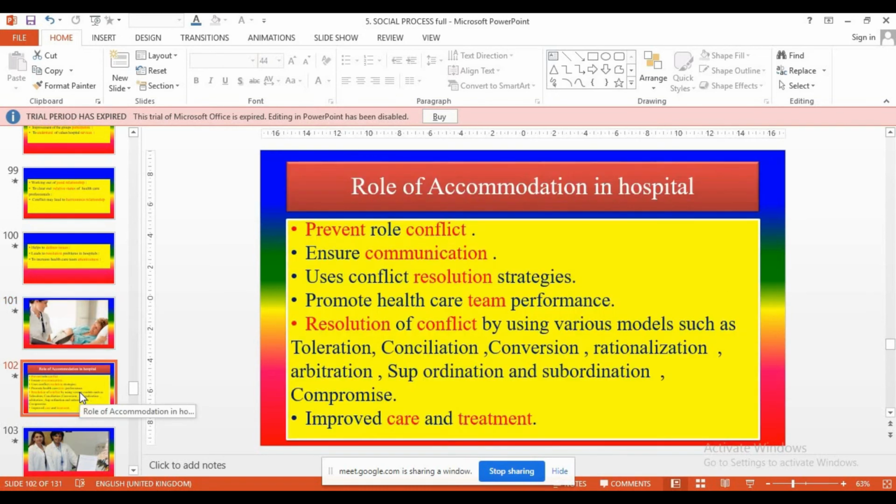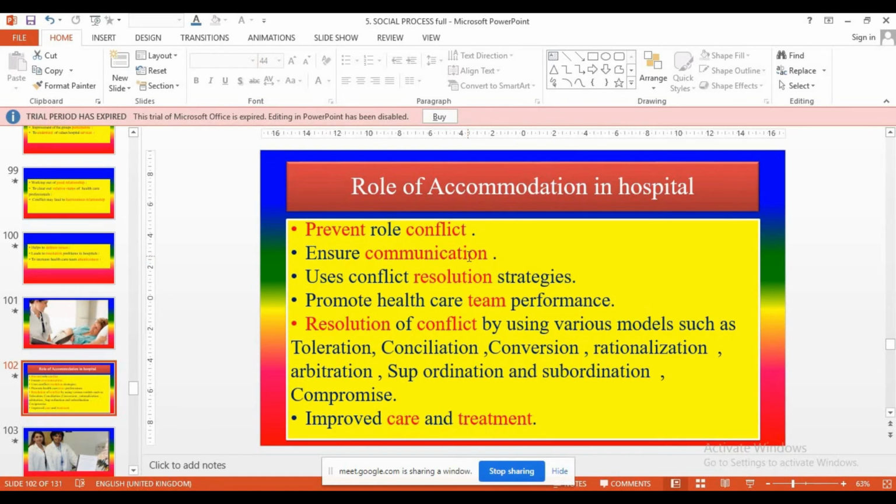Then, the role of accommodation in hospital. First role, prevent conflict. Second, ensure communication. After a conflict, communication may break down. We know that. But accommodation is a process that helps to reorganize and rearrange communication more efficiently among healthcare professionals.